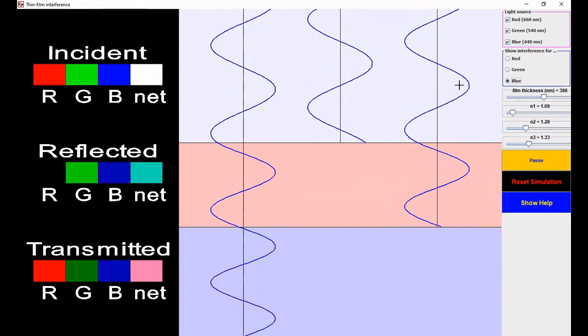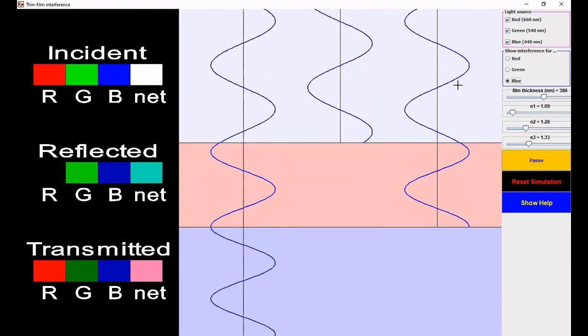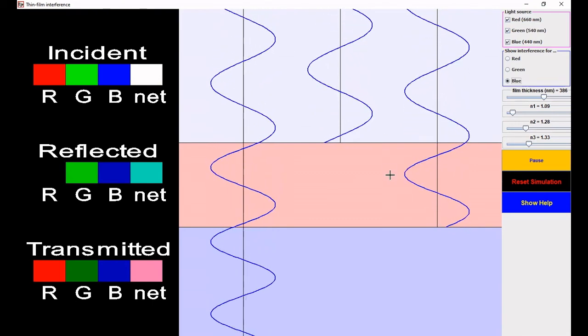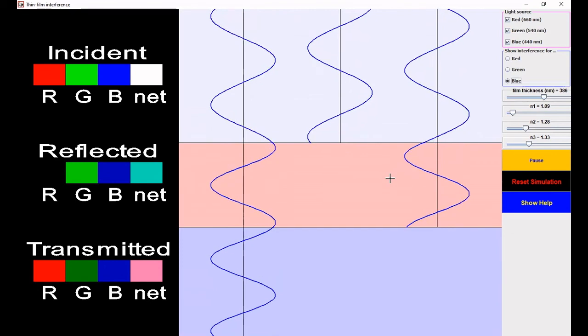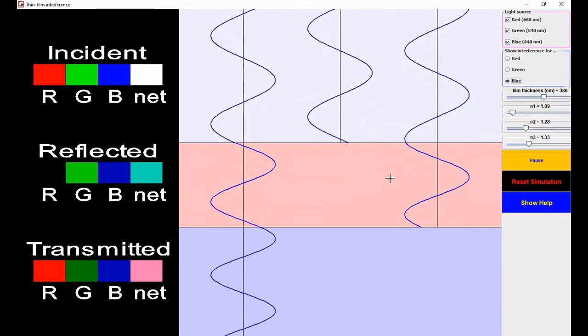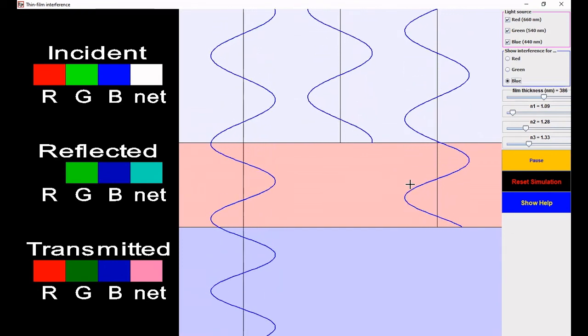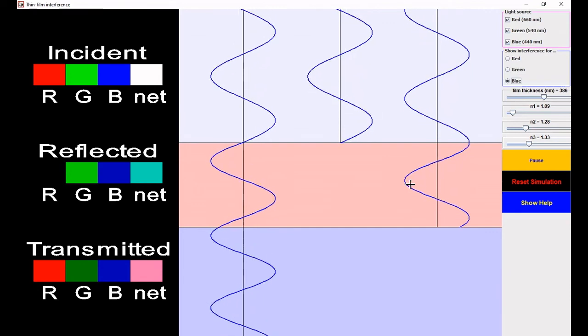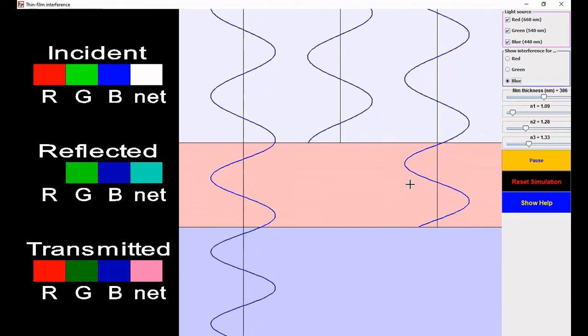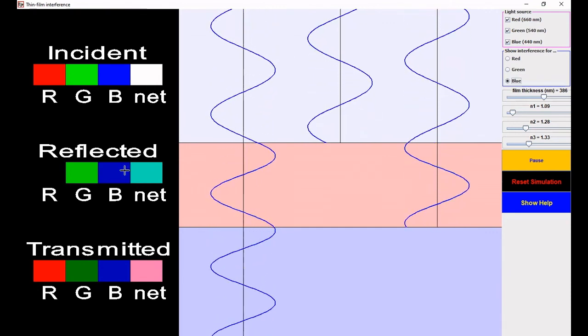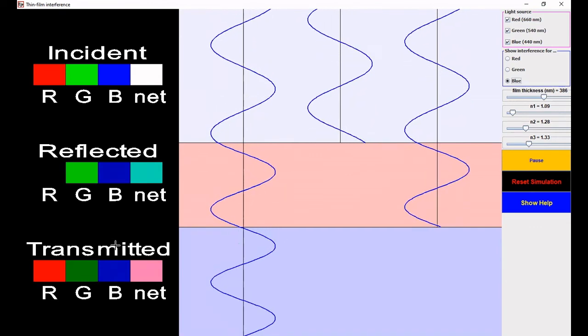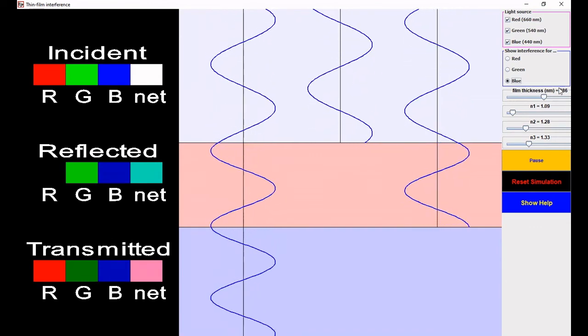It looks like the same is true for blue light. When you configure the thickness of the coating so that you get perfect destructive interference for red light, then you get neither maximum constructive nor maximum destructive interference for blue light. It's something in the middle. Some of the blue light is reflected, some of it is transmitted.